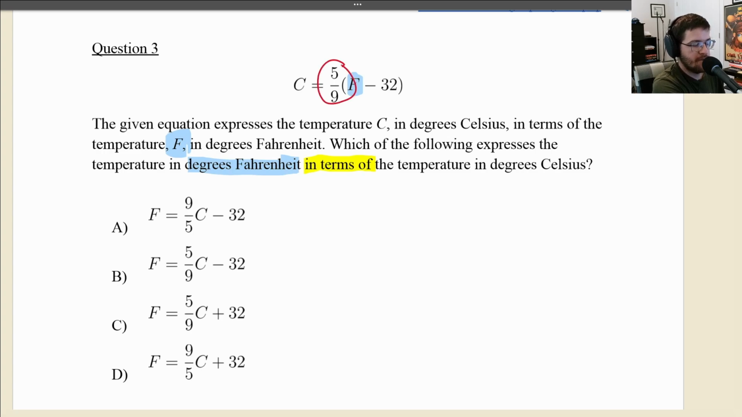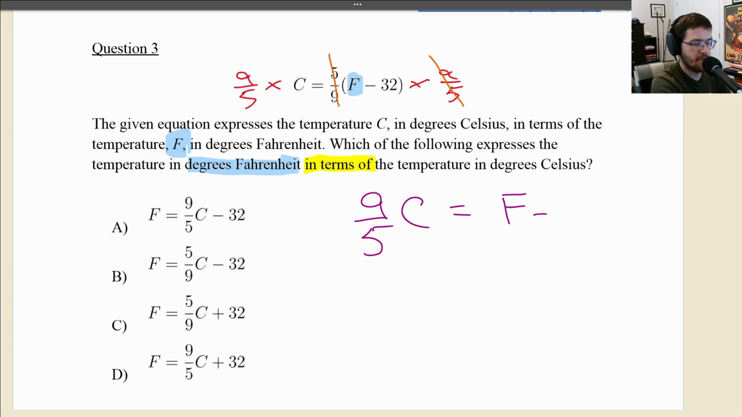We're going to move this fraction first because he's outside the group, outside the parentheses. Really quick way to get rid of a fraction is to multiply both sides by the reciprocal. So instead of 5/9, I'm going to multiply both sides by 9/5. And lo and behold, 5/9 times 9/5 is just 1, so those go away. And we get 9/5 c is equal to f minus 32.